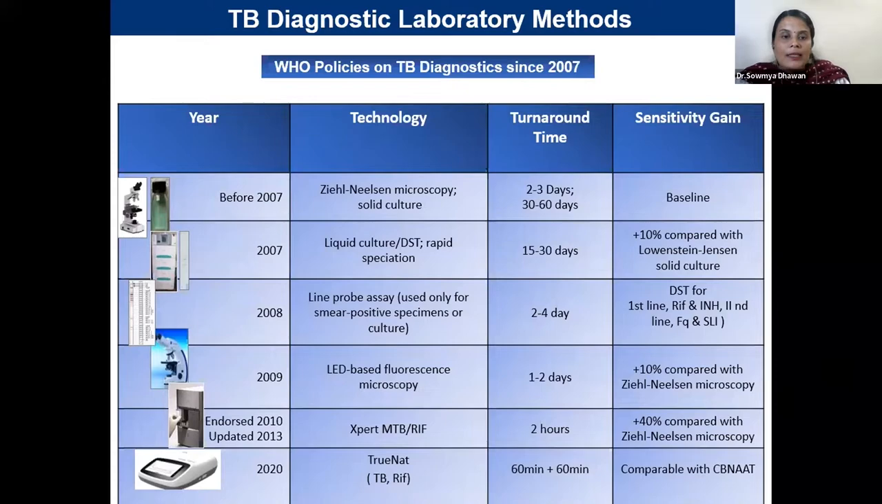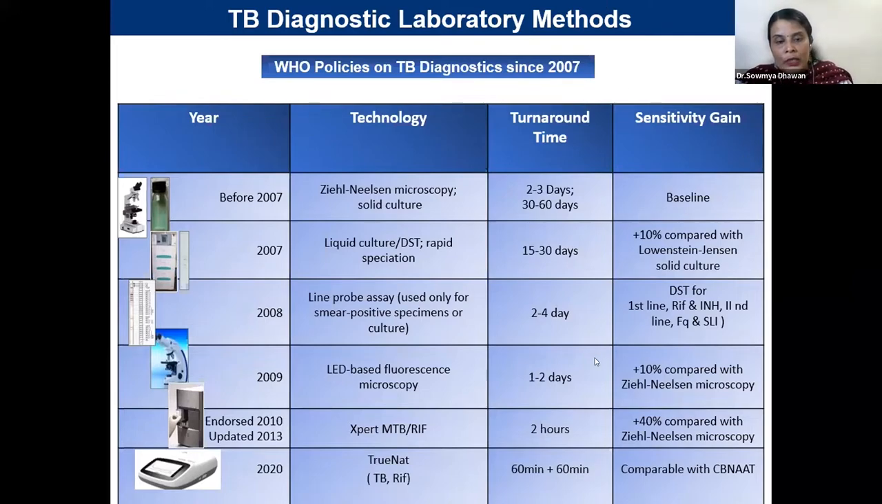The third one is the line probe assay. The turnaround time is about 2 to 4 days, both for first line as well as second line anti-TB drugs. And the LED fluorescent microscopy was introduced in 2009-10. It has been expanded into those diagnostic microscopy centers where there is a high load. The load calculation depends upon the number of slides which the LT is reviewing. The sensitivity of this is again plus 10% compared to that of the Ziehl-Neelsen methodology.